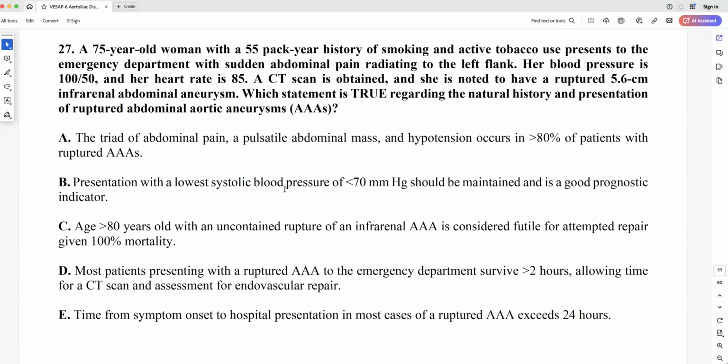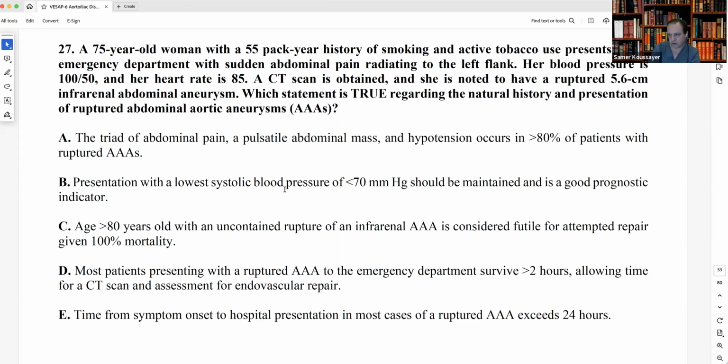Okay. Presentation with a lowest systolic blood pressure less than 70 millimeters of mercury is a good prognostic indicator. We should keep the patient on permissive hypotension, 70 to 80 systolic. They said less than 70. No, not less than 70. This is hypotensive, right? Yes, the data showed that a patient who comes in hypotensive has a bad prognostic factor, right? Yes. A patient who comes to the ER with a ruptured aneurysm and hypotension, it's a bad sign, a bad indicator for prognosis, correct?